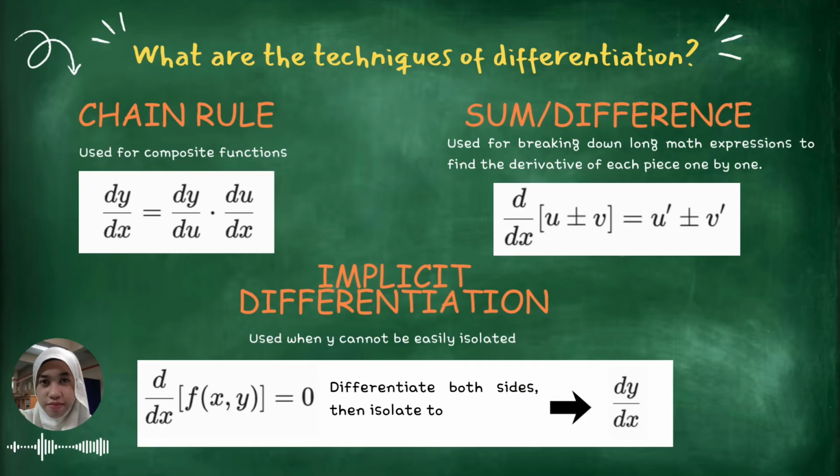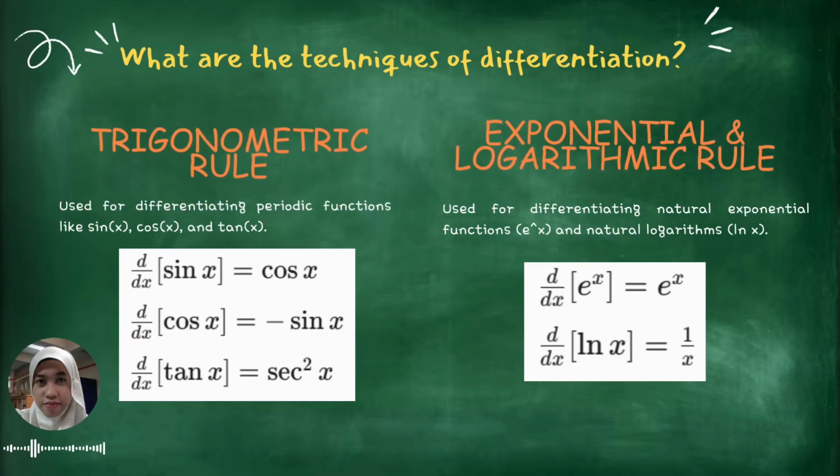And the next one is implicit differentiation, used when y cannot be easily isolated. Differentiate both sides with respect to x, apply the chain rule to any y terms, and then solve for dy over dx. And the last one is special function rules.